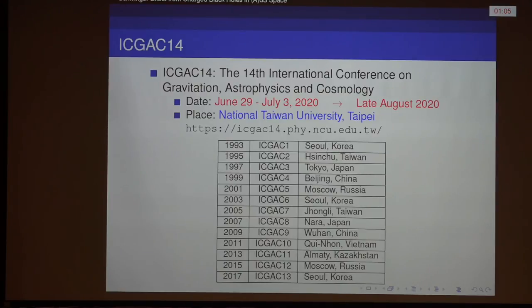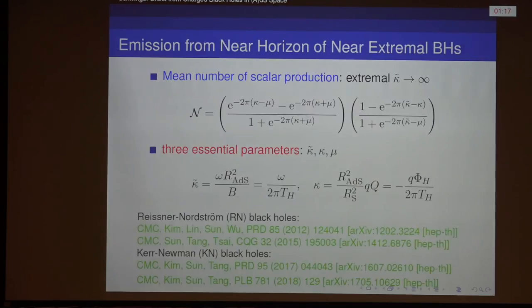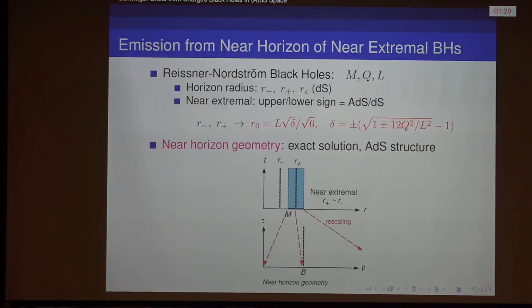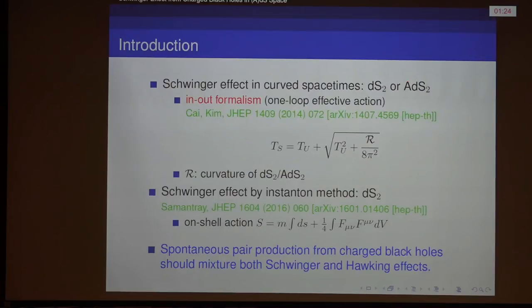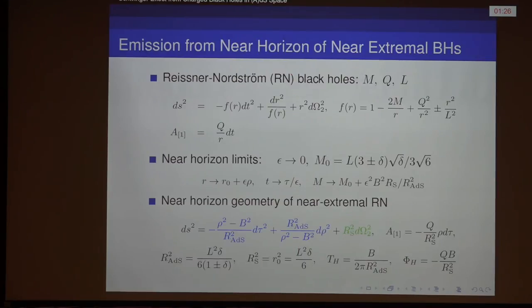Is the generic heuristic picture for the lifetime that the Schwinger effect will drive it away from extremality, and then at some point it will lose all this charge, and then the Hawking effect has to take over and kill the battery? Yeah, this, okay, but maybe this is clearer for the, sorry, where is the mu?